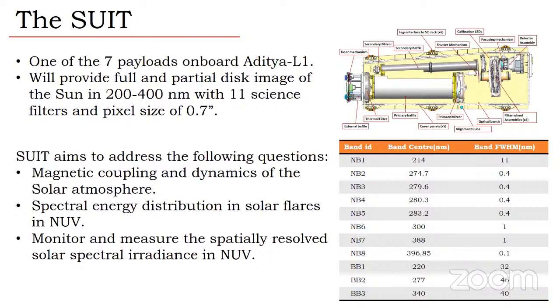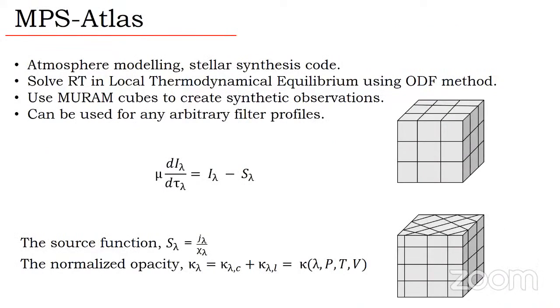For creating the flux maps, I have been using the MPS Atlas simulation. It is essentially an updated version of the well-established Atlas 9 code, which is widely used for atmospheric modeling and stellar spectral synthesis. Given any hydrodynamical simulation cubes, it can solve radiative transfer through that in local thermodynamical equilibrium using the ODF method. For our purpose, we use pre-simulated Muram cubes to create synthetic observations.